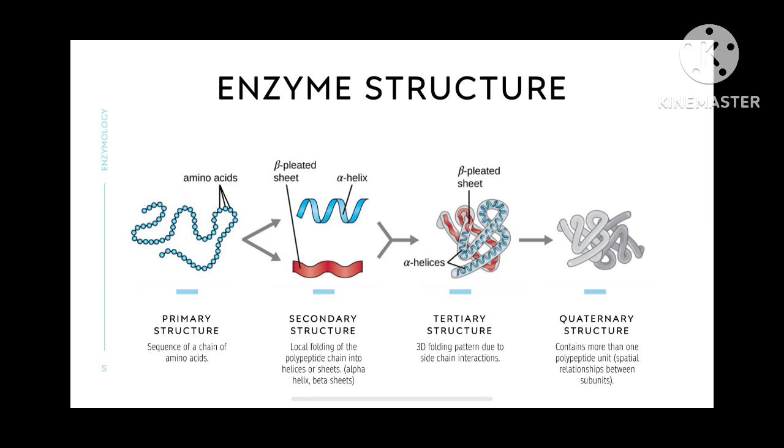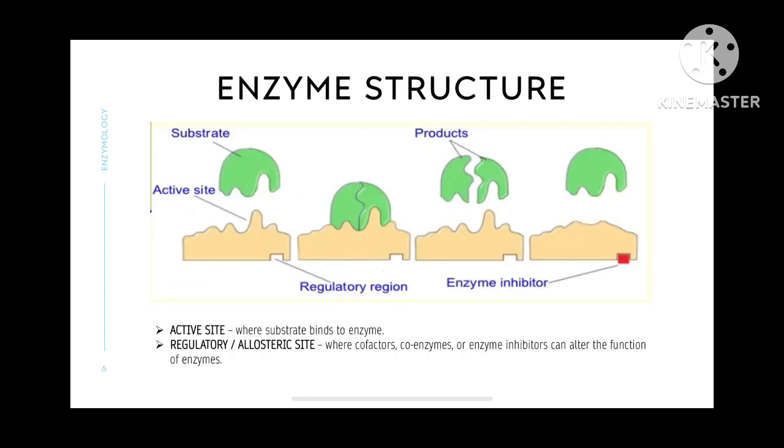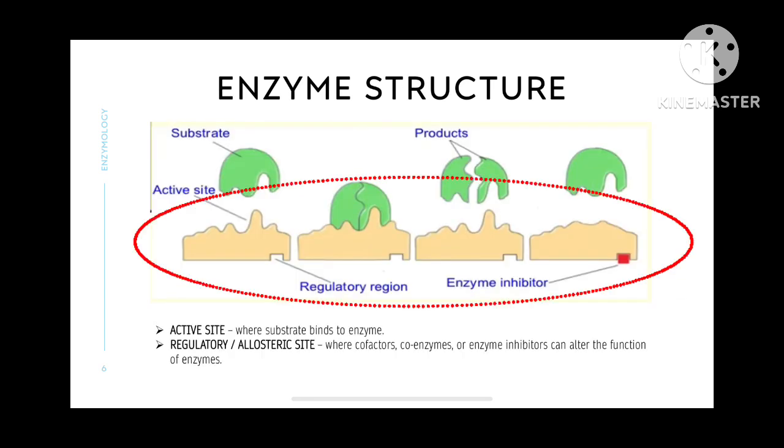The local foldings and twists that you can see in the secondary structure, class, will then become a 3D folding pattern, which means that there will be side chain interactions between the other amino acid sequences. And that's why it will look like that in the tertiary structure. And then, if the enzyme contains more than one polypeptide unit, that is what we now call the quaternary structure, which refers to the spatial relationships between the different subunits. Imagine the encircled portion as the enzyme.